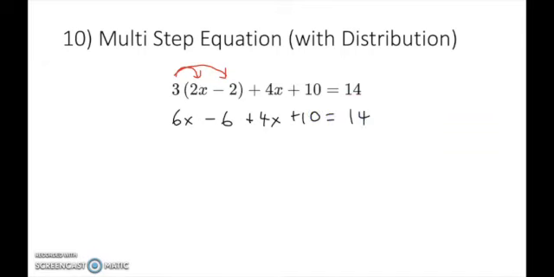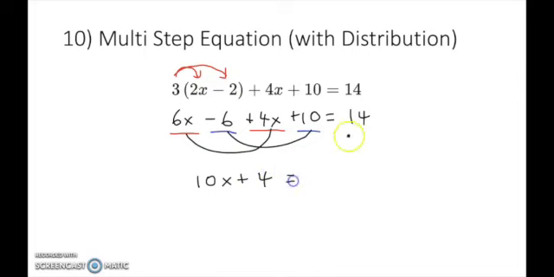Now, let's underline the like terms on the same side of the equal sign. We have 6x and plus 4x. And next we have negative 6 and plus 10. So let's combine those terms. We have 6x plus 4x is equal to 10x. And again, we have negative 6 plus 10 is equal to plus 4. And we'll just rewrite equals 14.